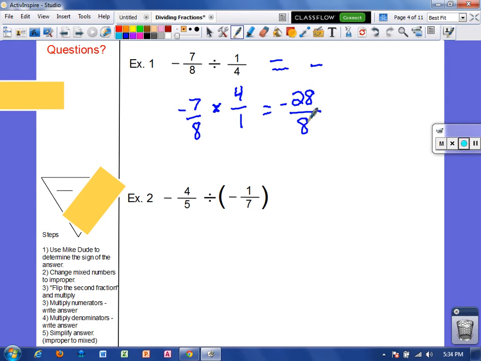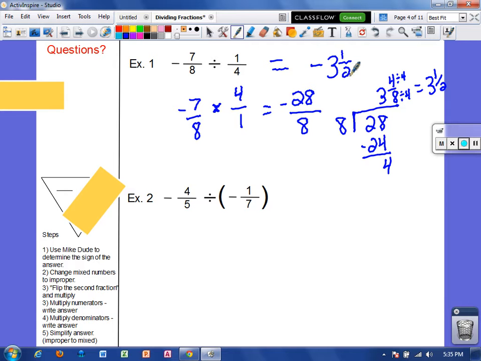This is improper, so we want to make that a mixed number. And remember, in 7th grade math, we say top dog goes in the house when we divide. 8 goes into 28 3 times, which is 24. And 28 minus 24 is 4. So we get 3 and 4/8. 4/8 can be reduced, and they can both be divided by 4. So that's 3 and 1/2. So our answer is 3 1/2.